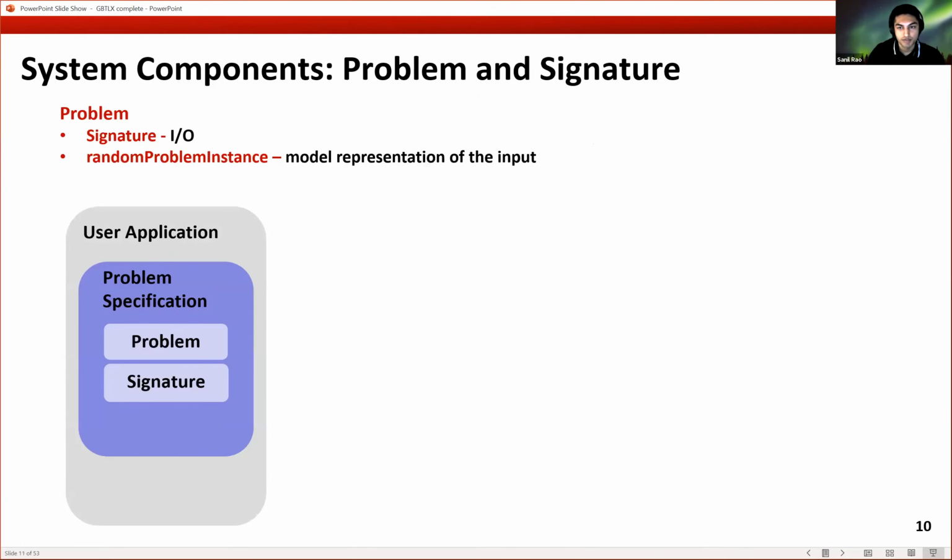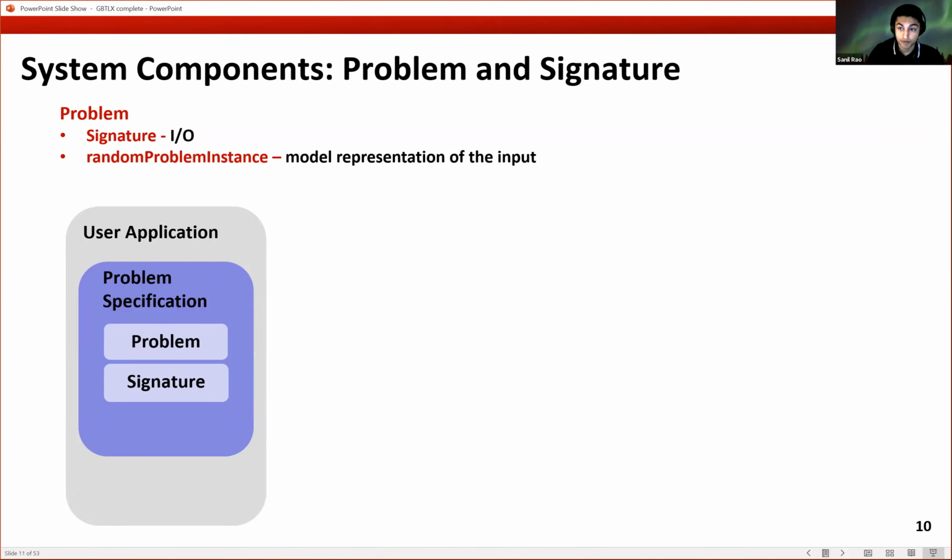So diving into that in a bit more detail, the first major component here of this user application is the problem and the signature. The problem is responsible for capturing the input and output objects of the program, and it houses those objects in a meta signature class.